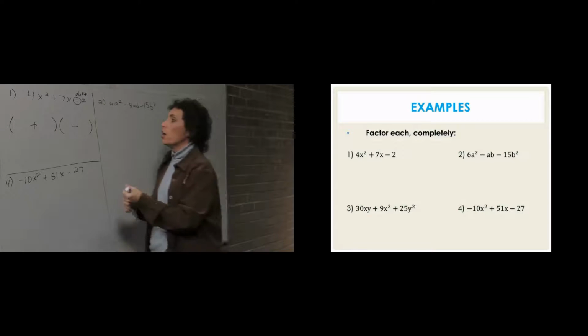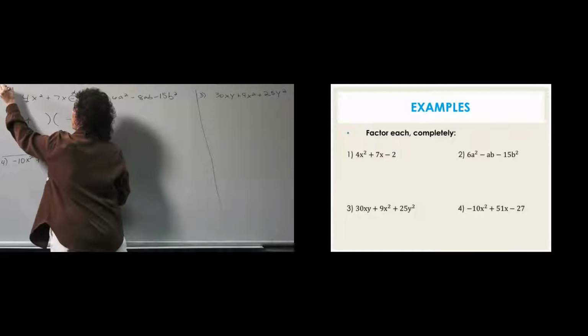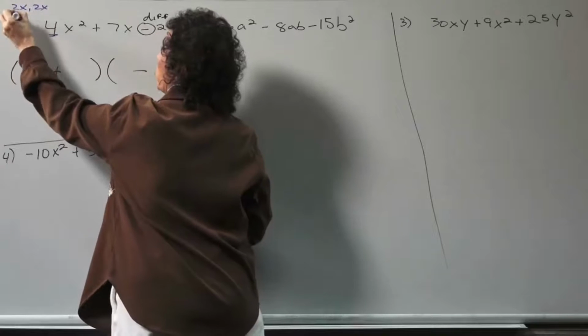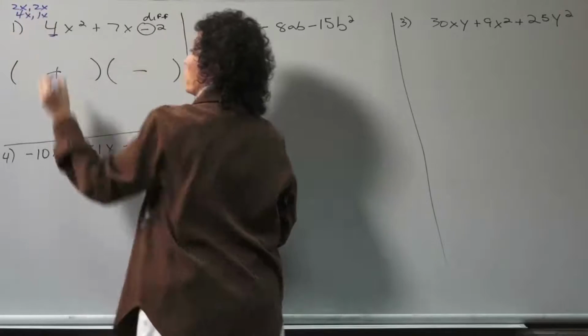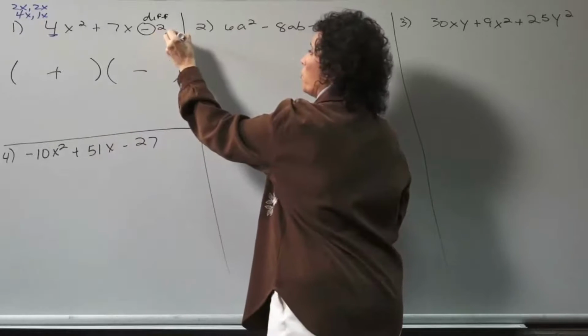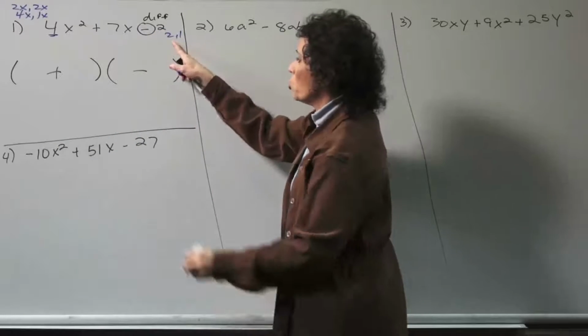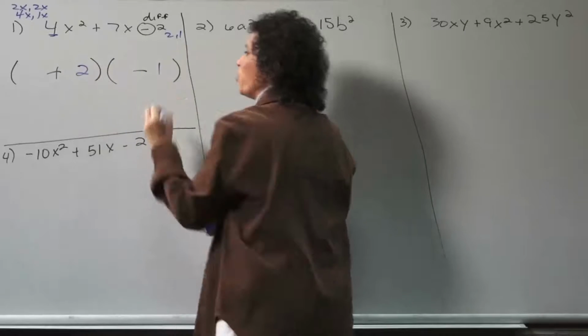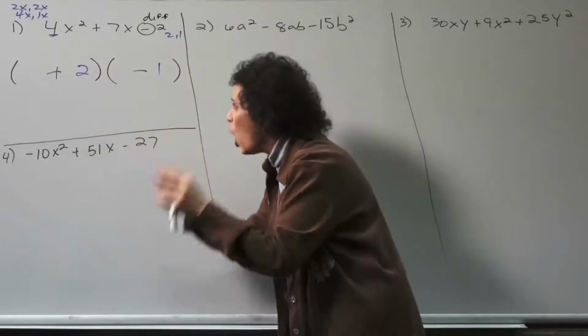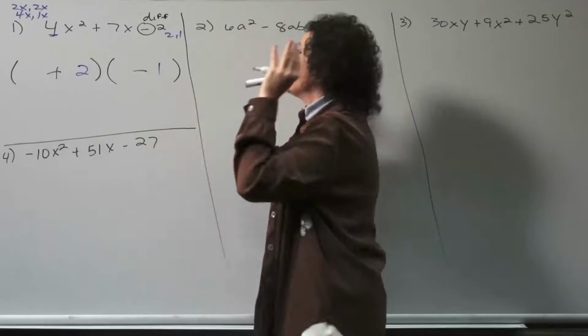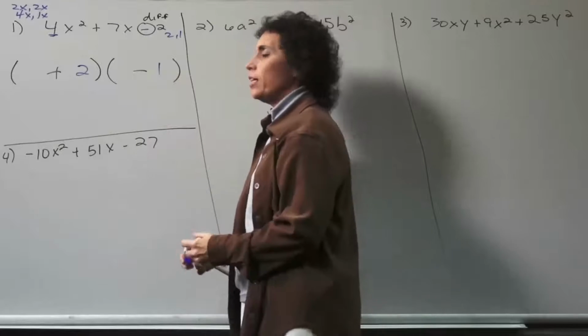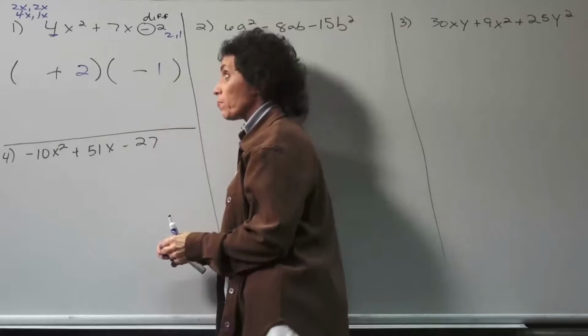That's the goal. Okay. I'm going to write down all the factors of 4x squared. We got 2x and 2x, and 4x and 1x. For 2, we got 2 and 1. Well, this is the only choice here, so I'm going to put them in. 2 and 1. Don't worry about where they go. If you worry about it, you waste time. Don't worry. Now, here's the little trick.